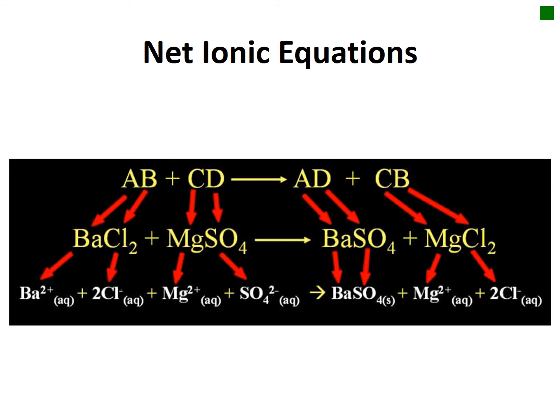All right, now if I want to get rid of the spectator ions, I'm going to look at the left. I have a Ba +2. I do not have a Ba +2 on the right, so I leave that. I have a 2Cl minus aqueous on the left and a 2Cl minus aqueous on the right, so I'm going to get rid of that. That is a spectator. I've got an Mg +2 on the left and an Mg +2 on the right. I have an SO4 -2 on the left. I do not have an SO4 -2 on the right.